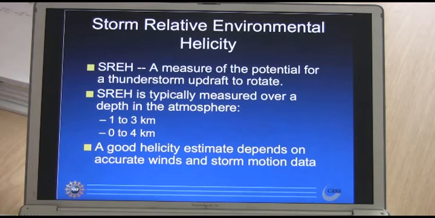Now, what is it? It's a measure of the potential for a thunderstorm updraft to rotate. Okay? Now, it turns out that it's a quantity that is actually measured over a depth of the atmosphere. Okay, it's measured throughout a particular depth. In this case, it depends on what paper you read, but anywhere from 1 to 3 or 0 to 4 kilometers.